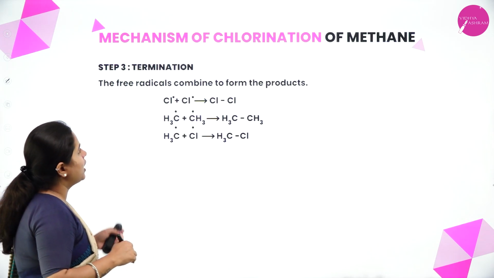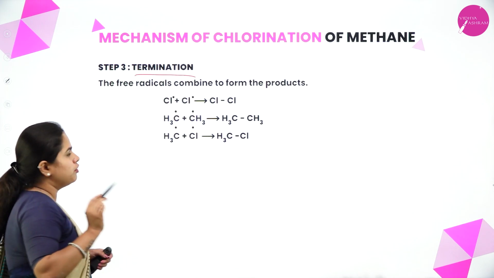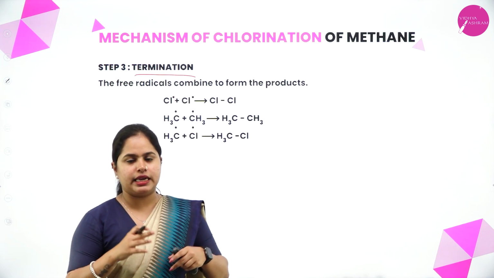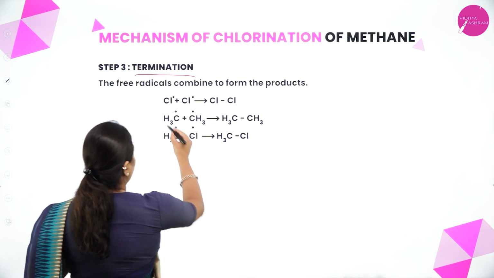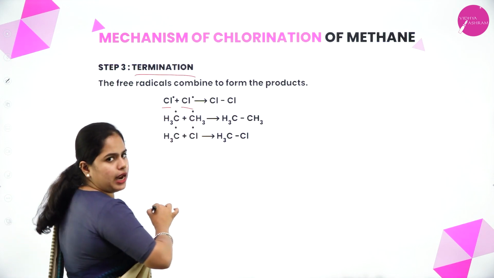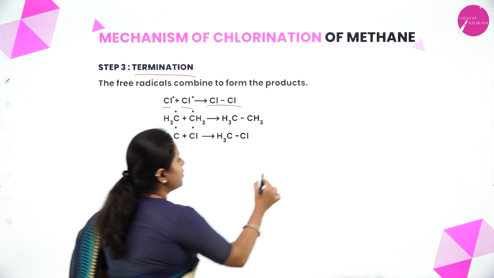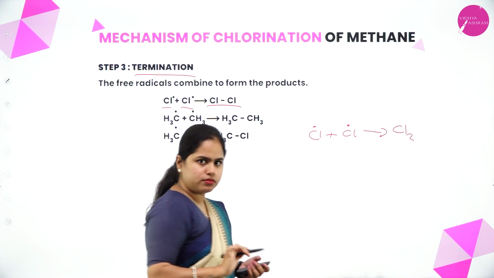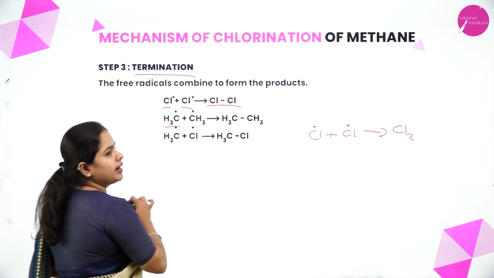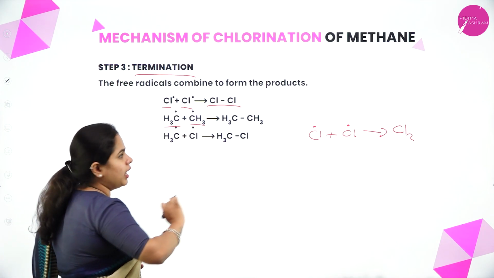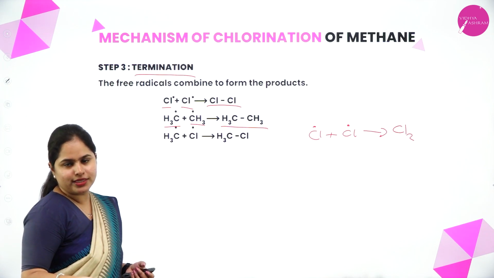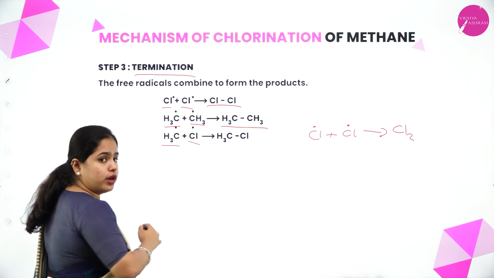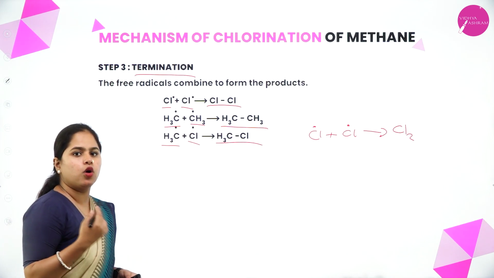So let's see. The last step is called termination. The free radicals that are formed will combine with another free radical and form the product. Chlorine free radical will combine with chlorine free radical and form Cl2. Methyl radical combines with another methyl radical and forms ethane, C2H6. Another possibility: methyl radical combines with chlorine radical and forms methyl chloride, or chloromethane.